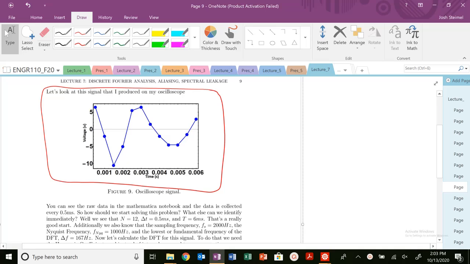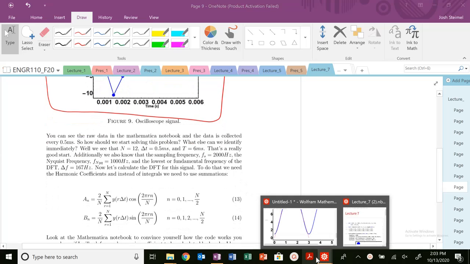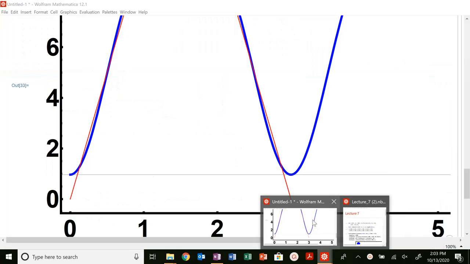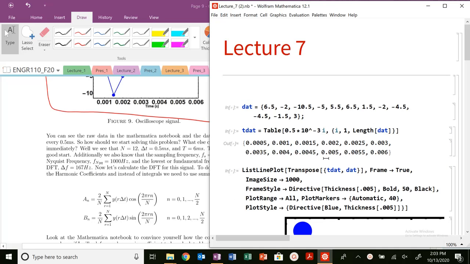First example of our discrete Fourier transform. So let's look at this signal in Mathematica and let's start to calculate this out. So let's pull out Mathematica right here. Oh, not right there. Let's get rid of that guy. We've done that before. And let's look at the data set that we're looking at.